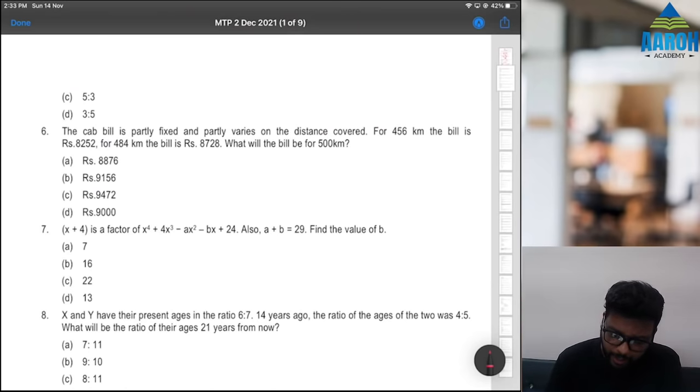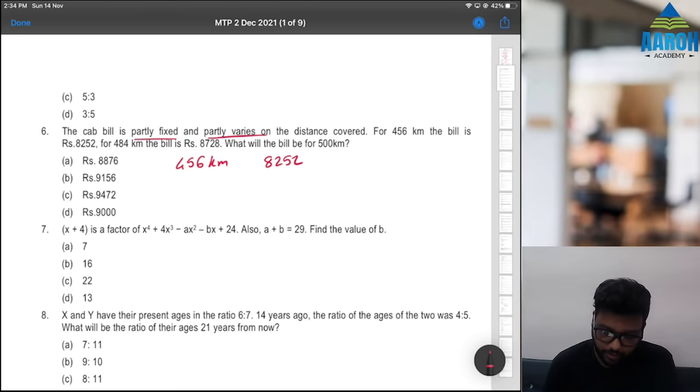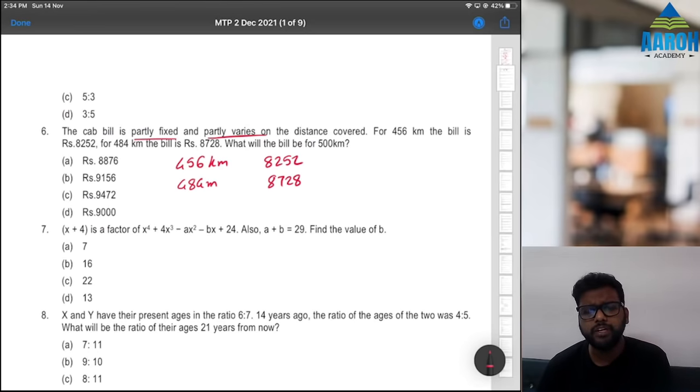The cab bill is partly fixed and partly varies on distance covered. For 456 kilometers, the bill is 8252. And for 484 kilometers, the bill is 8728. Then what will be the bill for 500 kilometers?